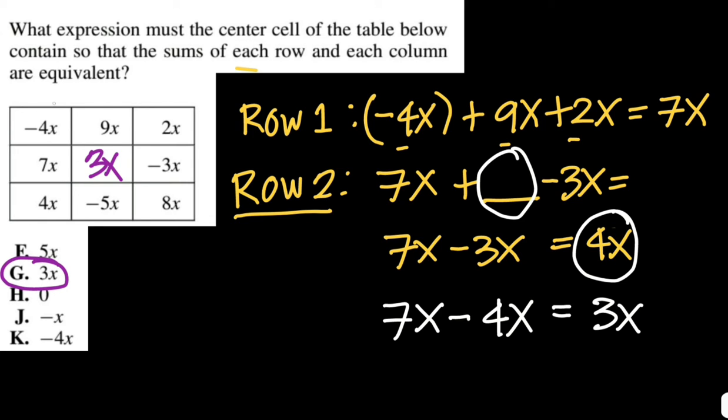You can also try the columns here. You can check. All right, so negative 4x plus 7x plus 4x. 4x cancels out, so you have 7x. And then 9x plus 3x, that is 12x minus 5x, and that is also equal to 7x.